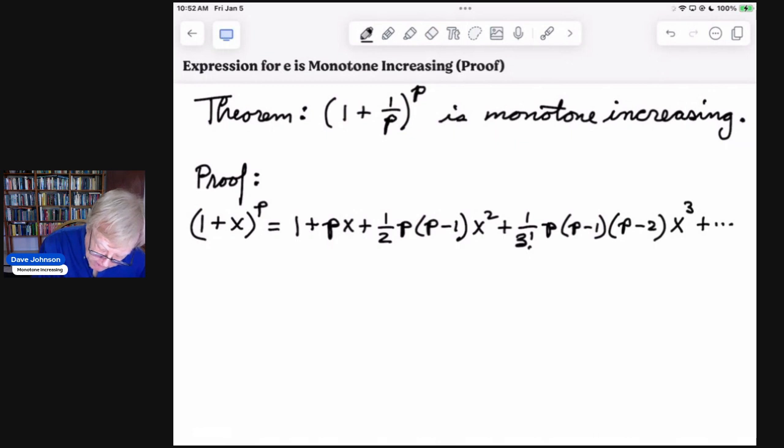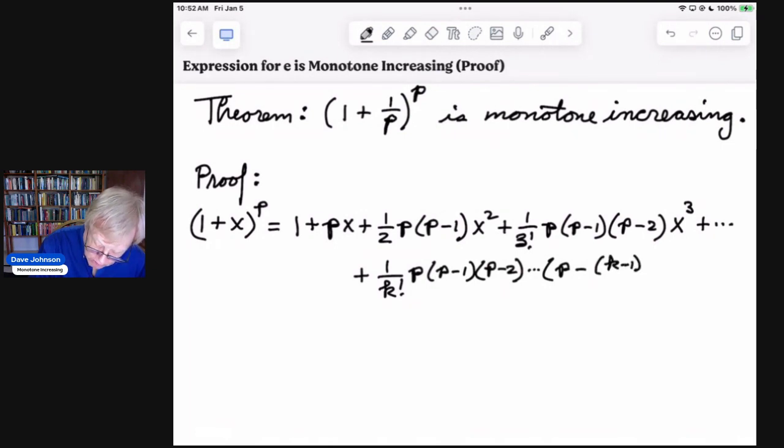Now I want to go here and say let's consider a kth term. So 1 over k factorial times p minus 1 times p minus 2, and then some more factors, dot, dot, dot, p minus, and let's just go ahead and write it this way, k minus 1, and then times x to the k. And then some more terms after that. So there's an infinite number of terms. We're considering the kth term.